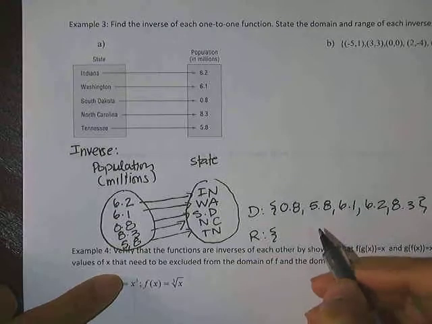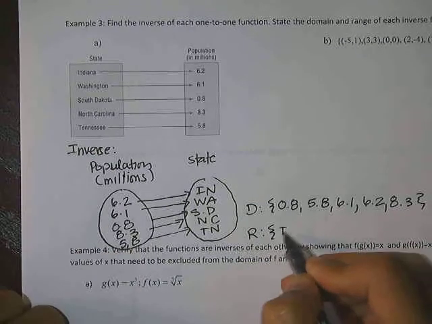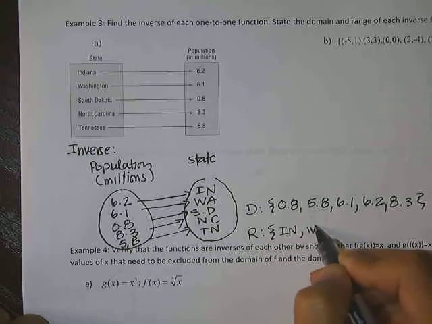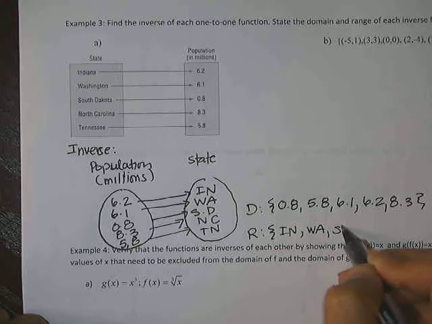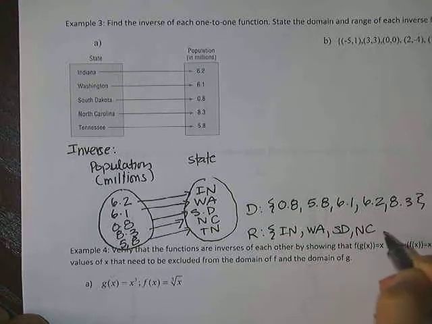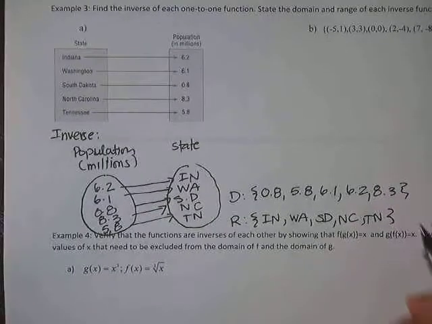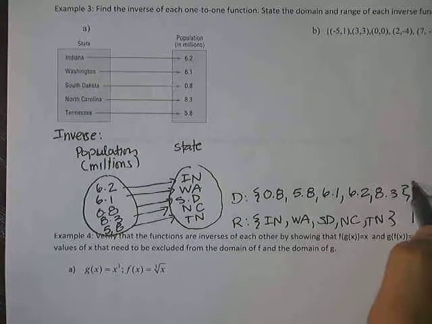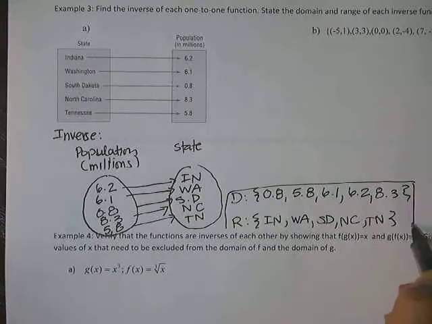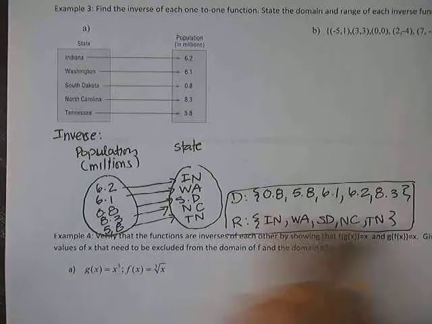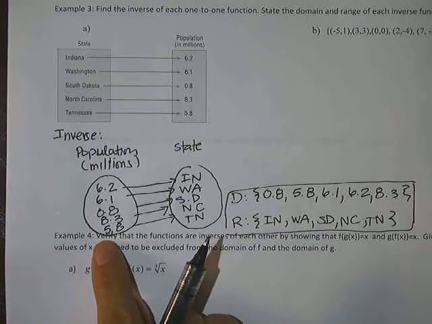Your range is going to be all the states. I'm just going to write them in order from top to bottom. Indiana, Washington, South Dakota, North Carolina, and Tennessee. So those are the elements in domain and range. So I'm going to box that up because it did ask for those, and in addition it also asked for the inverse.